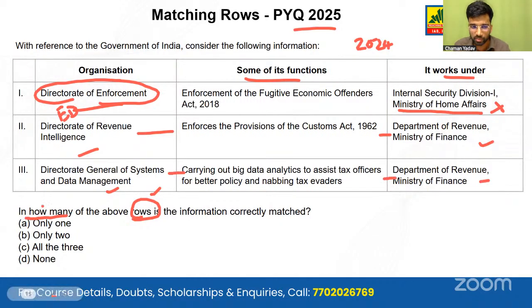So here the answer will be only two, but you need to know nine different facts or points in order to arrive at this answer. So the knowledge gap, the knowledge that you need to gain, UPSC has asked you to increase your knowledge base.